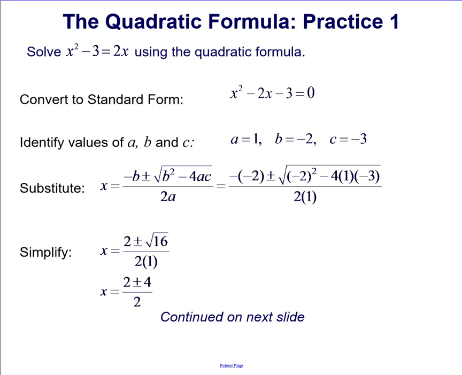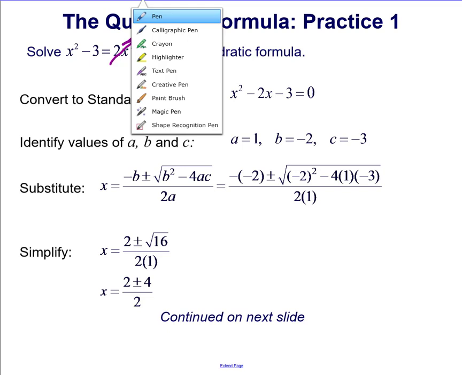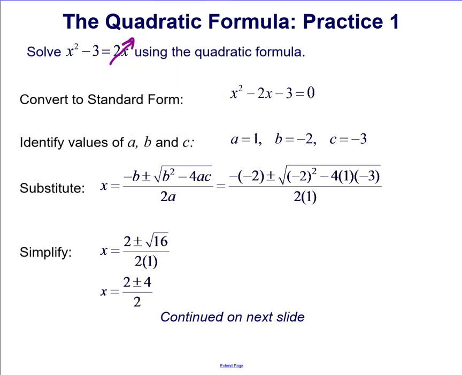So first of all, as I suggested, let's go ahead and subtract 2x from both sides, and we get our new equation here, x squared minus 2x minus 3 is equal to 0. Next, we identify the values of a, b, and c. So for a, that's the coefficient of x squared. In this case, the coefficient of x squared is 1, so the value of a is 1.